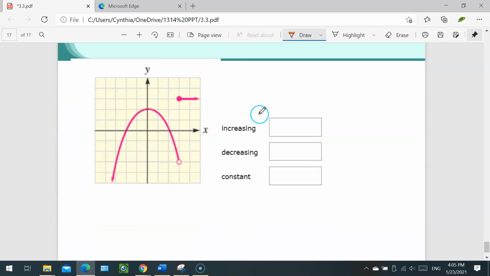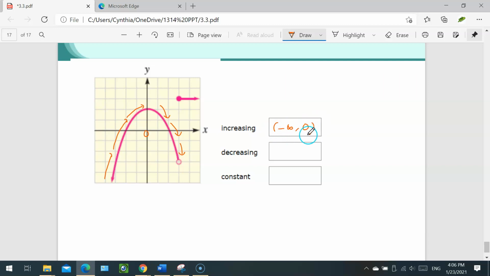Okay, so now the last slide here, I'm going to show you this graph. How can we determine the increasing, decreasing, or constant interval? So again, we start from the left hand side of the graph. It's going up until the graph hits x equals 0. It changed direction to go down, going down, going down. So when you represent the increasing interval, we use negative infinity up to 0.